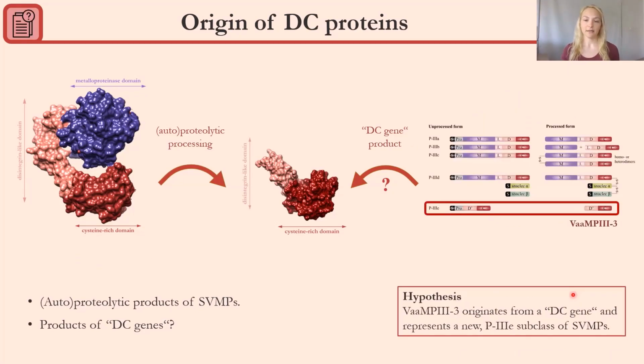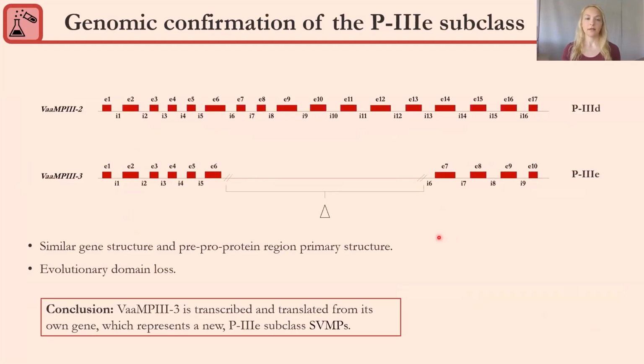We hypothesized that VAMP33 originates from its own gene, so it is transcribed and translated from a DC gene, which evolved from the ancestral P3 snake venom metalloproteinases and now represents a new P3E subclass of SVMPs. We screened the first draft of the nosehorn viper genome with the coding sequence of the protein precursor of VAMP33, and we found its gene and determined its gene structure.